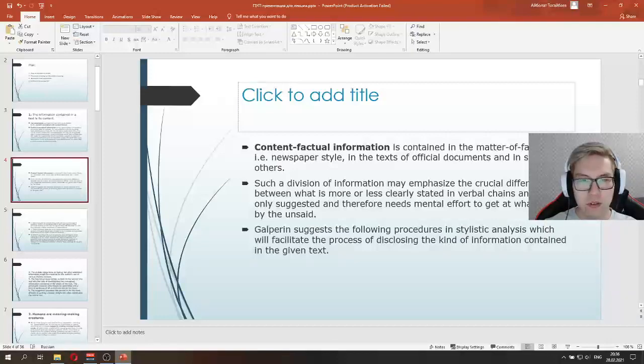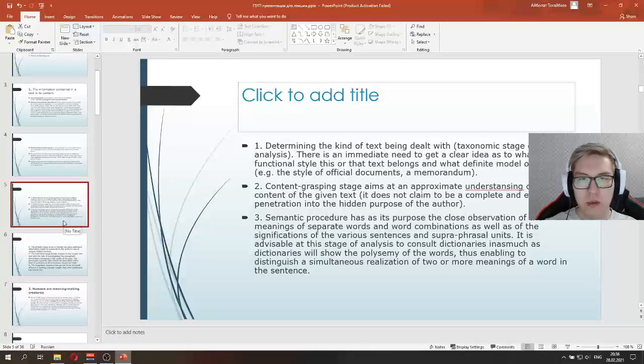Now, Galperin suggests the following procedures in stylistic analysis, which will facilitate the process of disclosing the kind of information contained in the given text. First, determining the kind of text being dealt with. Taxonomic stage of analysis. There is an immediate need to get a clear idea as to what functional style this or that text belongs and what definite model of a text, such as the style of official documents, a memorandum, etc.